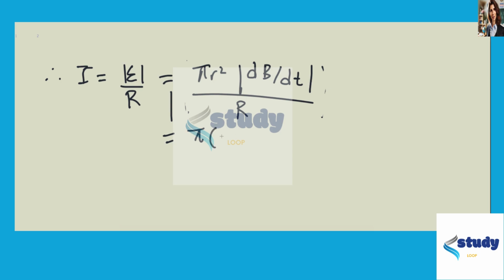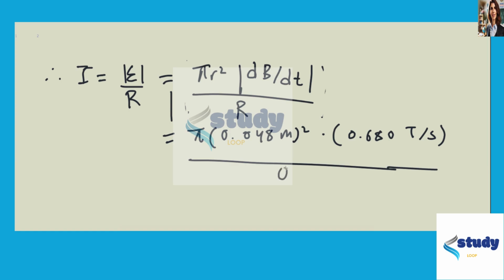So pi times r, which is the radius of the coil, which is 0.048 meters, squared, times 0.680 Tesla per second. And remember, this is the magnitude, so we don't care about the negative sign that's sitting in front of it, divided by 0.160 ohms, which is the unit for resistance, giving us 0.03076 amps for the induced current.